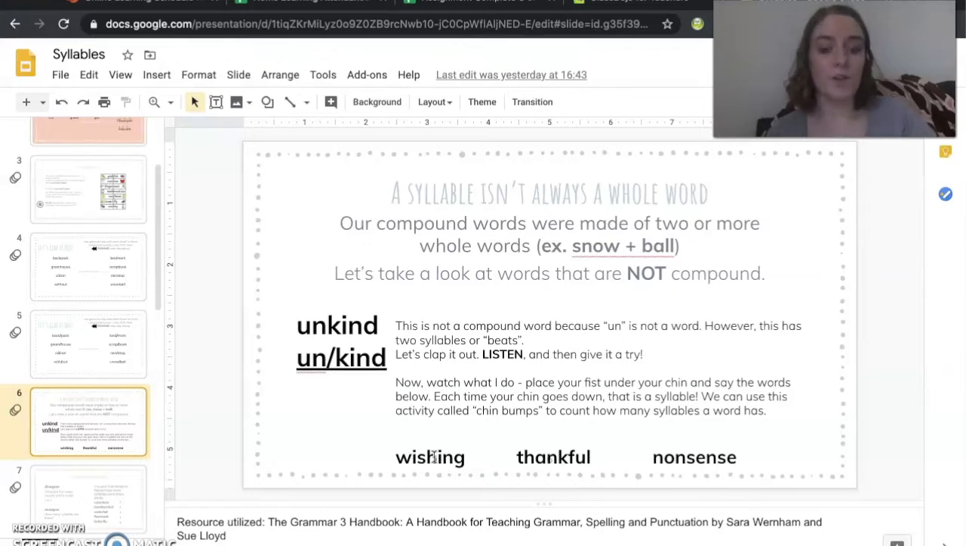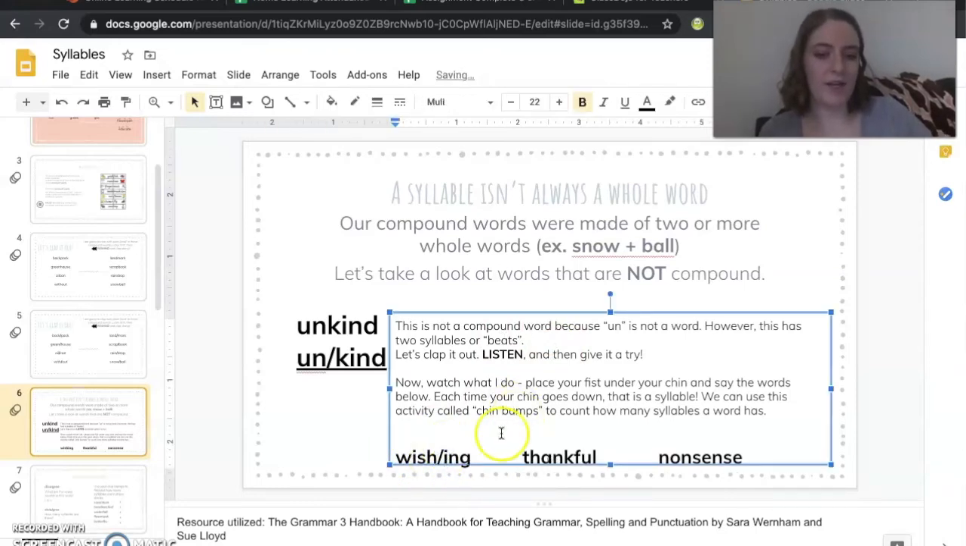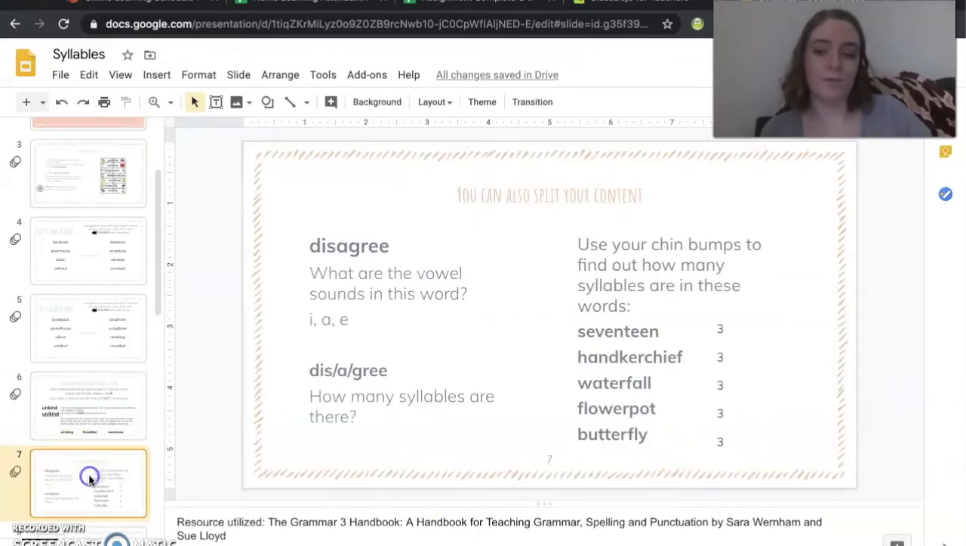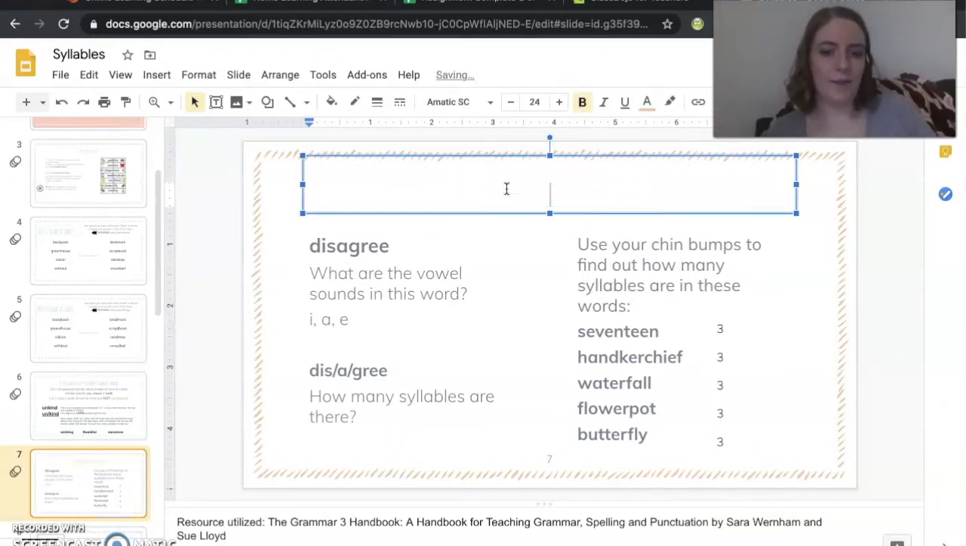Nonsense. It worked again. And so the reason that these are not compound words is because I would have to put a line there, but is ing a word? No, it's not. Full is a word, but not this full. We would need another L. Doesn't work. And nonsense. Non is not a word. That's why they're not compound words, but they do still have two syllables.